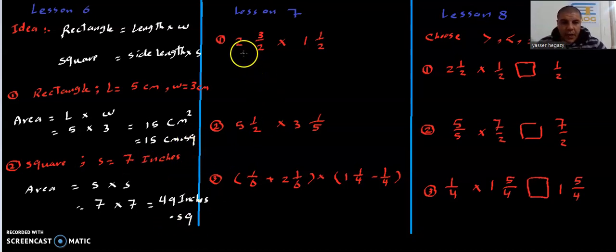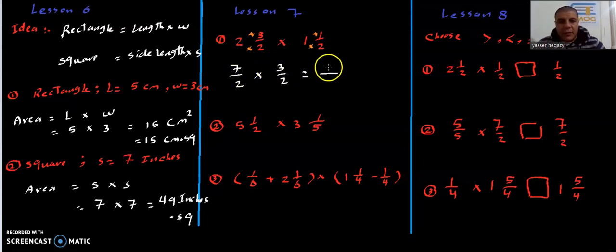In lesson 7, 2 and 3 out of 2 multiplied by 1 and 1 out of 2. The idea here: multiply down, add up. Multiply down, add up. So 2 multiplied by 2 equals 4 plus 3 equals 7 out of 2. And 2 multiplied by 1 equals 2 plus 1 equals 3 out of 2. Before we multiply, we must simplify. 7 and 2, no. 3 and 2, no. So it's in the simplest form.